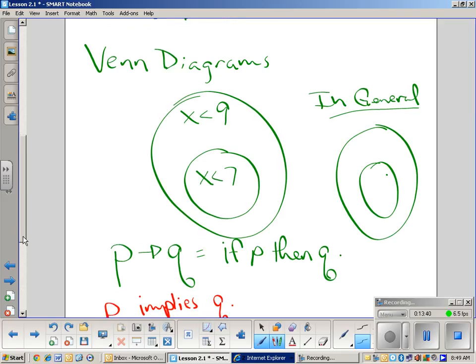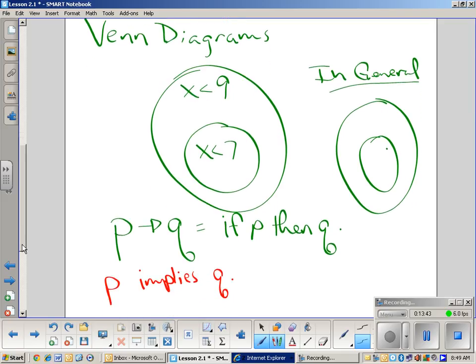The Venn diagrams. We took that statement, if x is less than 7, then x is less than 9, and we put it in a Venn diagram. I'll let you copy this down and we'll talk about what it means. Okay, it looks like everybody's about done with this. So let's talk about this for a second. We said if x is less than 7, then x is less than 9, and I put that statement in a Venn diagram.